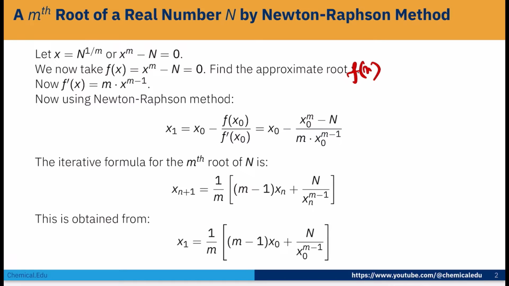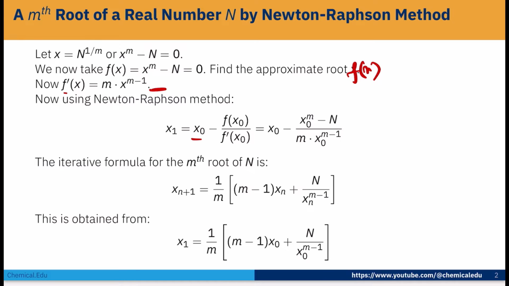Now here f dash x is nothing but m dot x to the power m minus 1. Now using the Newton-Raphson method, we know it is x1 is equal to x0 minus f of x0 divided by f dash x0. Now here x0 is okay. Now f x0 means here we are putting x^m minus n, so x0 to the power m minus n, and f dash x here, so we can write m dot x0 to the power m minus 1.